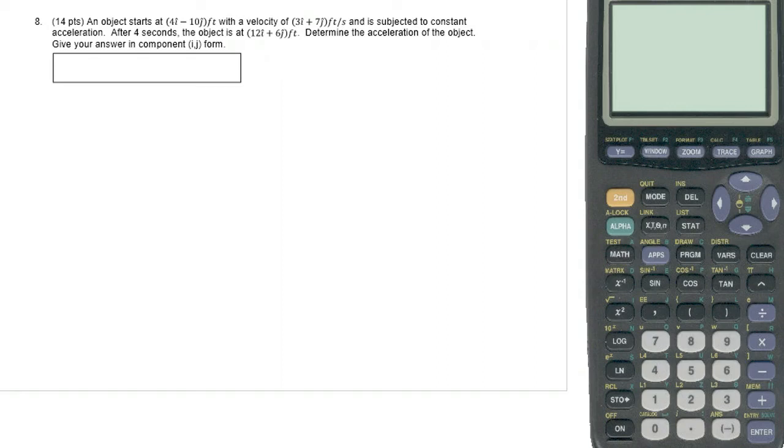Number 8, object. We're given i and j values for its initial position. We're given i and j values for its initial velocity. And we're given constant acceleration. We're given a time, and after 4 seconds, it's at that position. So we're given a final position. Determine the acceleration of the object. Give your answer in component form.